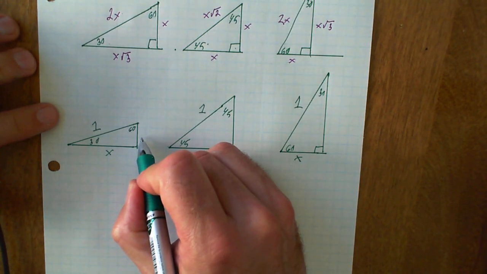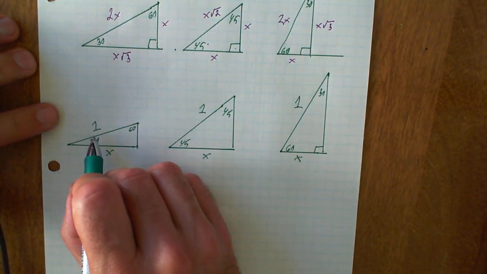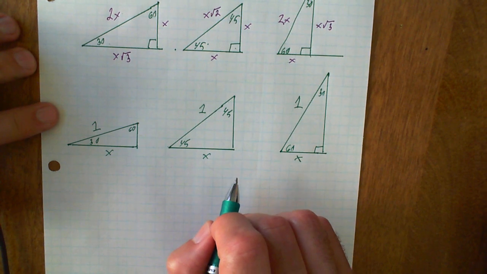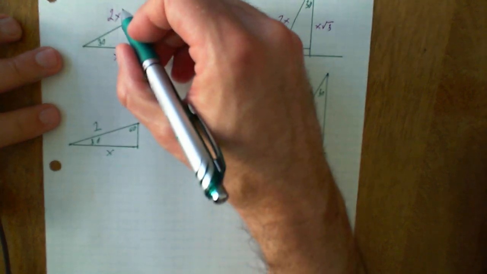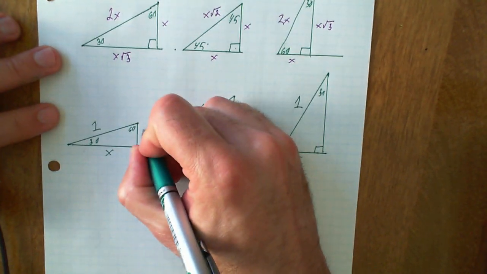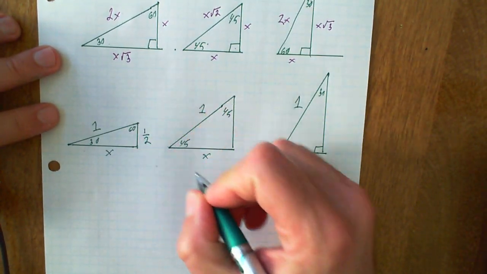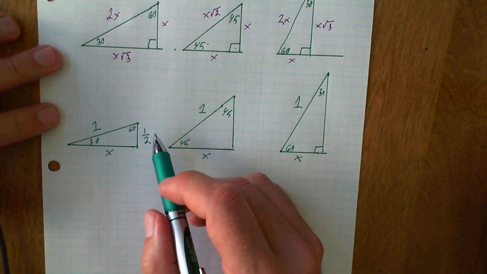What do I do to figure out this side if I'm given the hypotenuse of 1? Remember, we're using the hypotenuse of 1. Yes, to figure out the 30, remember to go here. You divide by 2, so you do 1 divided by 2. And you get 1/2 for this.